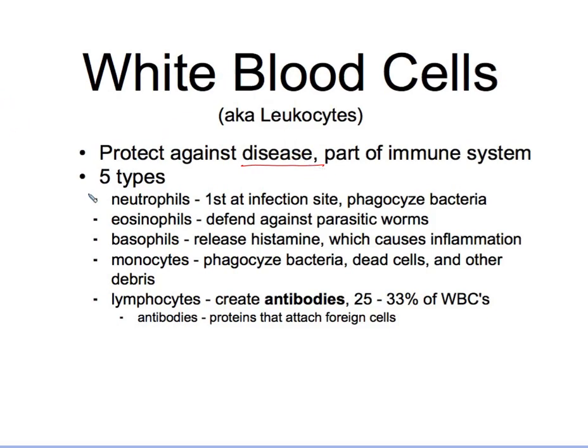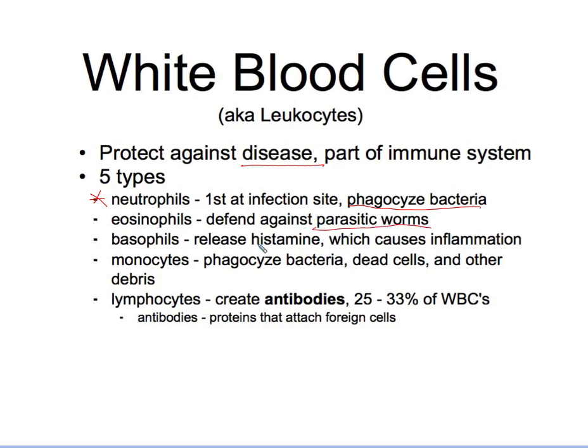Again, these are your different types of white blood cells. You have neutrophils, eosinophils, basophils, monocytes, and lymphocytes. You have both T and B lymphocytes, and these all have different functions. Your neutrophils are the first ones to the infection site. They phagocytize bacteria. Remember, phagocytosis is kind of like cell eating. It engulfs a solid. Your eosinophils defend against parasitic worms.